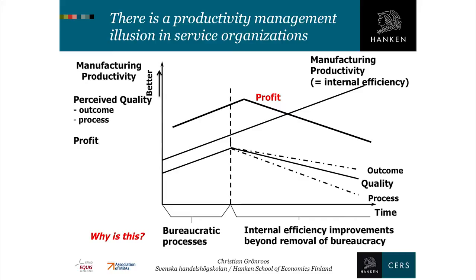But at some point, we come to this breaking point indicated here, where this doesn't work like this anymore, because now bureaucracy has been taken out of the organization. And managers easily get the impression that this works well, let's continue taking more inefficiency out of the organization and improve cost efficiency. But what happens is that productivity doesn't improve anymore. Internal efficiency improves, yes, we can get out more costs, become more internally efficient, but customers start to perceive that the service becomes problematic for them.